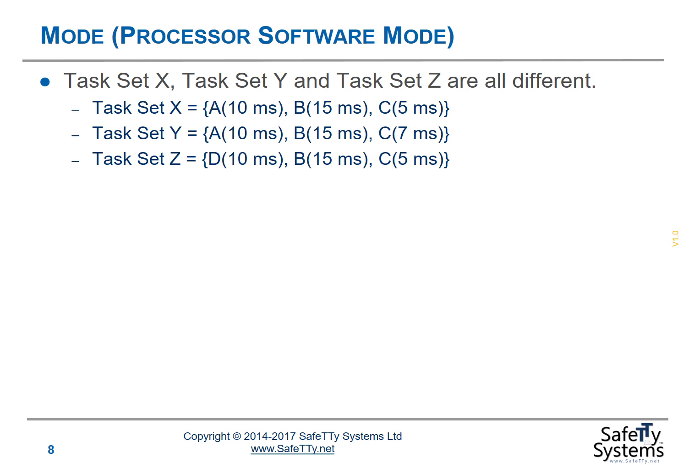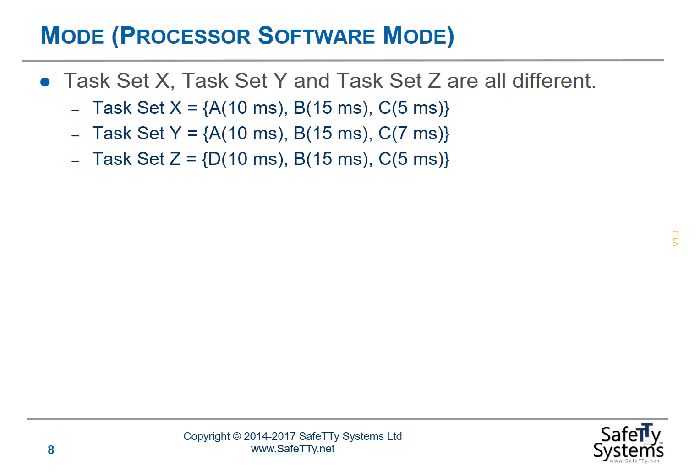In task set Z, we're running task D, task B, and task C. Different tasks, so it's clear that the task set is different. Task set X and task set Y are also formally different. Here we have the tasks A, B, and C running in each task set, but the task period for C is 5 milliseconds here and 7 milliseconds here. Because the task parameters are different, these are formally different task sets.